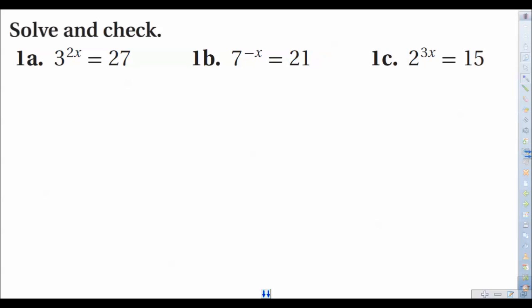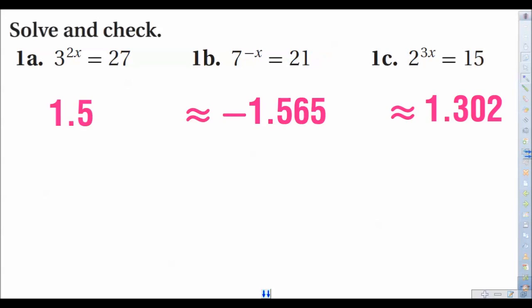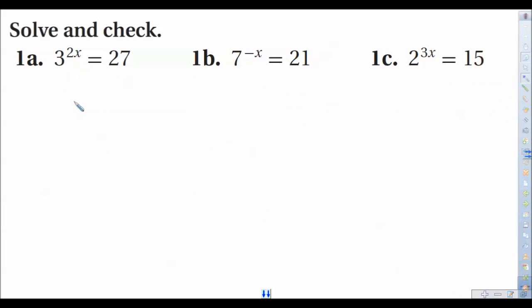Okay, so hopefully you paused it so you had some time to work. Let's take a look at these 3 solutions. Did you get these as your answers? No? Well, maybe we can go back and check them a little bit. Let's go back to this one over here. If we're looking at 1a, this is all set up for us to take a log of both sides, right? So let's go ahead and do that.